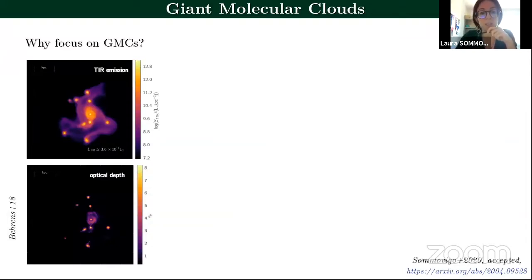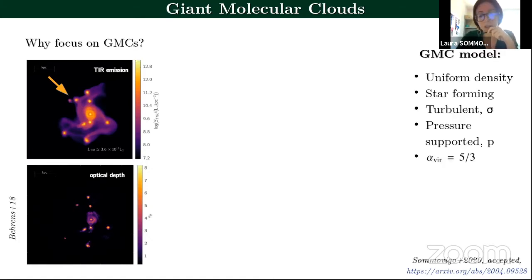So I'm going to describe the dust temperature within giant molecular clouds through semi-analytical models. So why do we want to focus on giant molecular clouds? This is because from simulations from Pallottini 2019 and Behrens 2018, we see that regions which mainly contribute to the far-infrared emission of high redshift galaxies are indeed giant molecular clouds, which are the yellow dots in these plots that I'm showing. In our model, we consider a uniform molecular cloud in terms of density, star forming with a central stellar cluster. We leave as free parameters the turbulent velocity within the cloud and the pressure within the cloud.